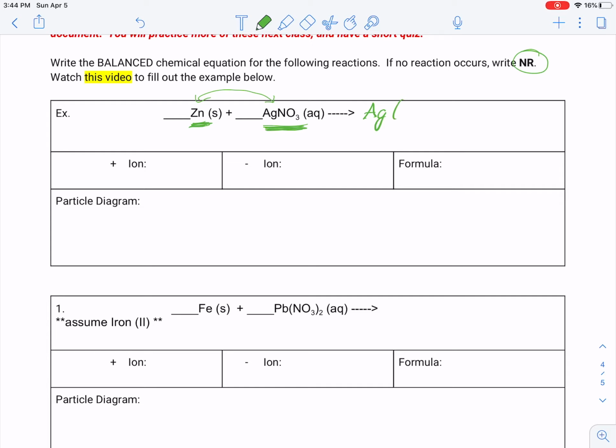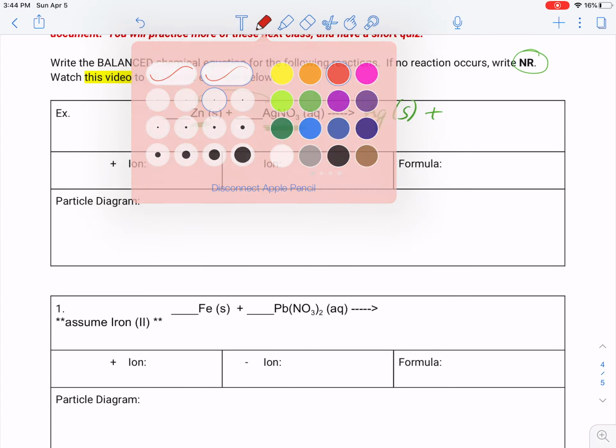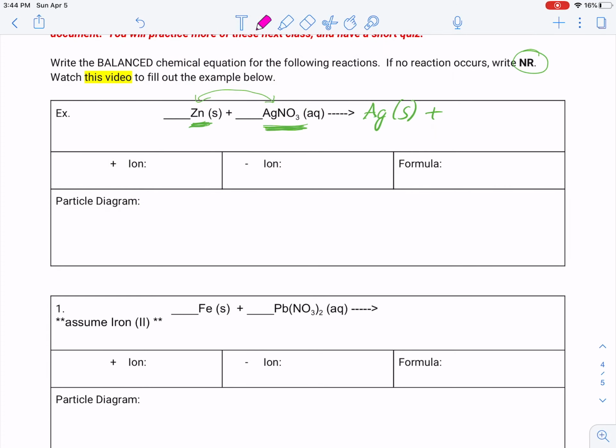So silver is going to become the solid, plus the compound of zinc nitrate. I gave you a little spot here to write the ions to help you write what this compound should be. Zinc is going to be my cation, and nitrate is going to be my anion. You're going to need to use your pink sheet to look up the charges. Remember, zinc is a +2, nitrate is a -1. When these two get together, I'm going to need 2 nitrates, because then I'll have a total of -2 to balance out the +2 in the zinc. So I'm going to end up with zinc nitrate up here.